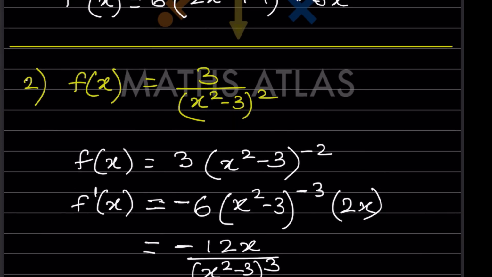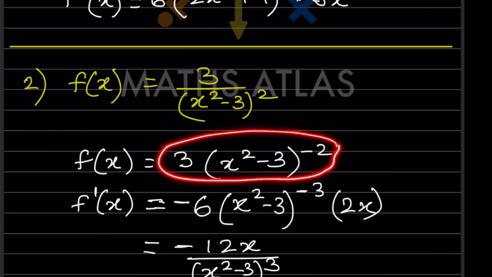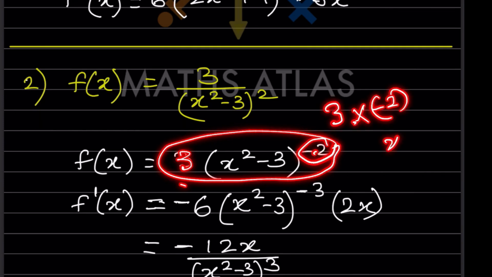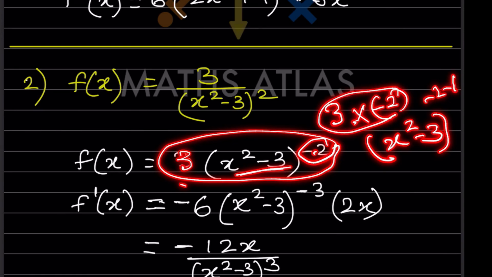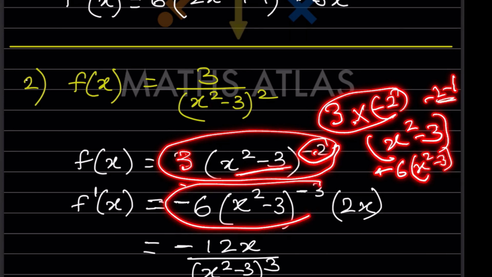So here f dash x means dy by dx. First take the derivative of this whole part. 3 is already there. So see here 3, and this is n, so n means minus 2. The whole part x square minus 3 stays, and the power will be minus 2 minus 1, because n minus 1. So it is going to be minus 6 into (x square minus 3) raised to minus 3. Hope this is clear. If you want, you can write this one step and then write this one.